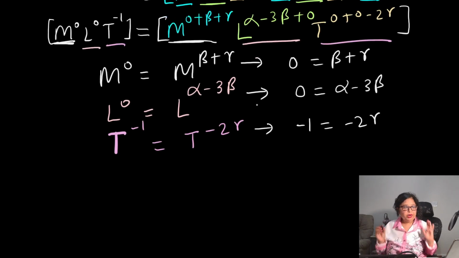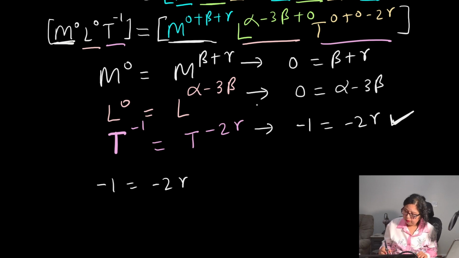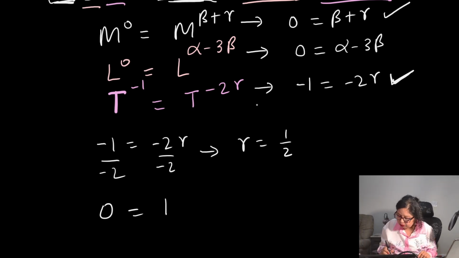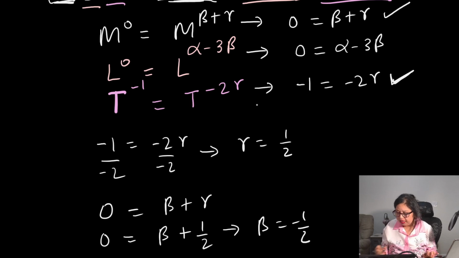So we need to solve for alpha, beta, gamma, all three of them. First I'm going to use this one here. Divide both sides by minus 2. That will give you gamma equals 1/2. Once I know gamma, I can plug that in here. I have 0 equals beta plus gamma, so I get 0 equals beta plus 1/2. This will give me beta equals minus 1/2.